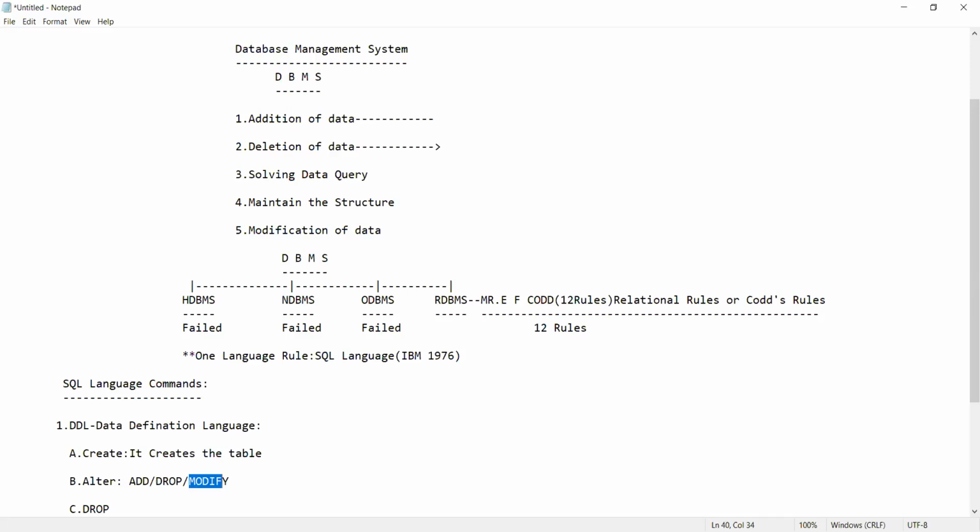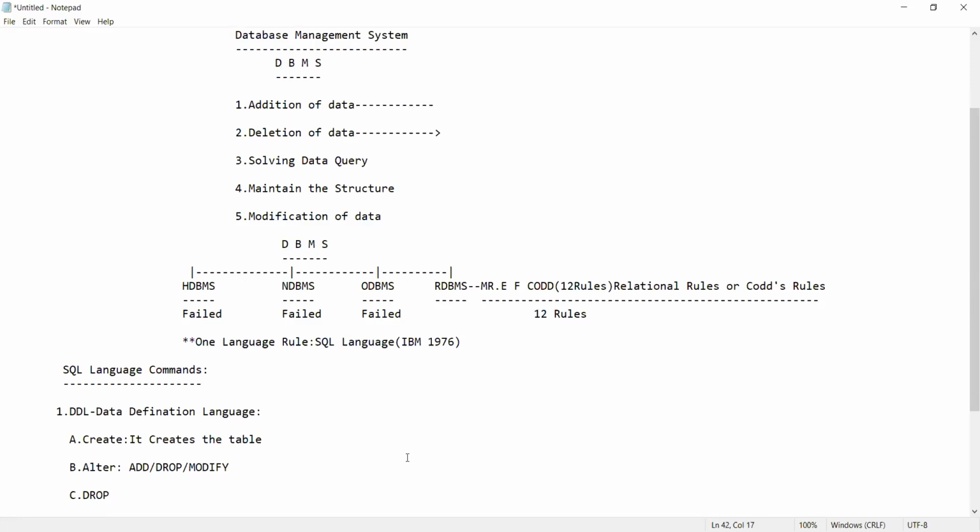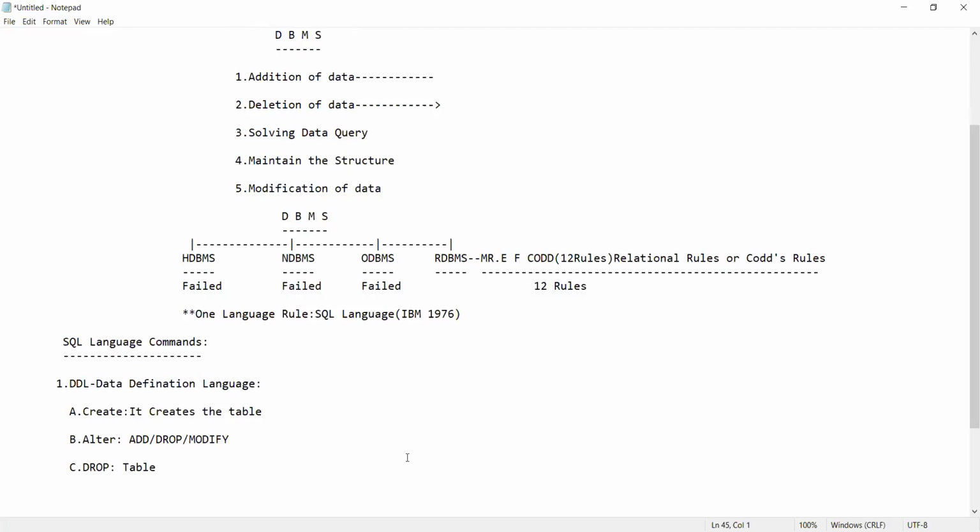Next one, after this, you have Drop. This Drop is used to remove the table itself, the complete table. So the basic difference is that Create is used to create a table, Alter is used to alter the existing table, and Drop is used to remove the table physically. These are the three basic commands, called data definition language commands. Clear, everyone?